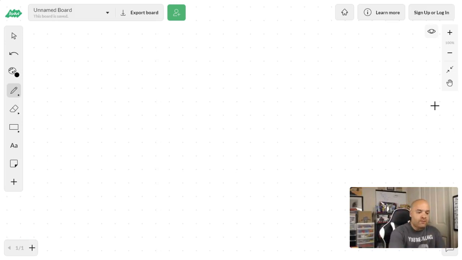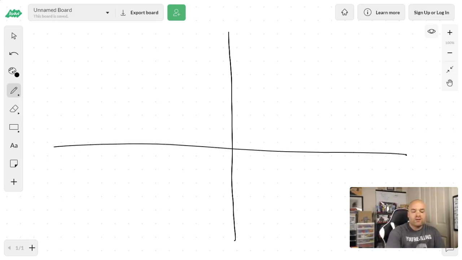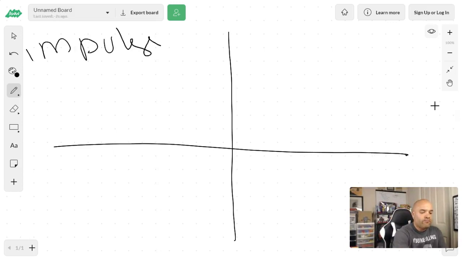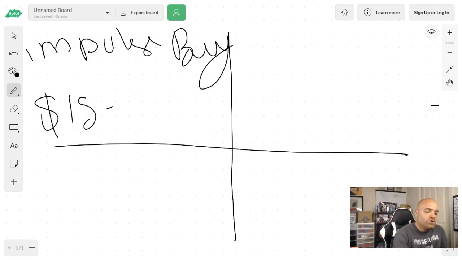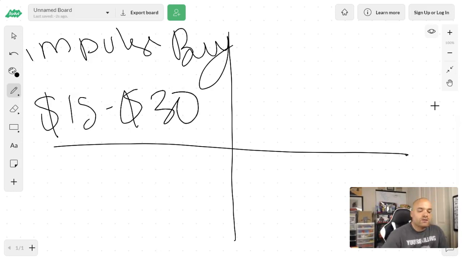So the first setup, let's just use this whiteboard here. Impulse buy. Okay. Impulse buy price point. What is the impulse buy price point on Amazon? It's actually fairly big. It's bigger than most people think. It's from about $15 to $50. But let's just shrink that price point. Let's go with $15 to $30. Okay, that is a definite guaranteed impulse buy price point.